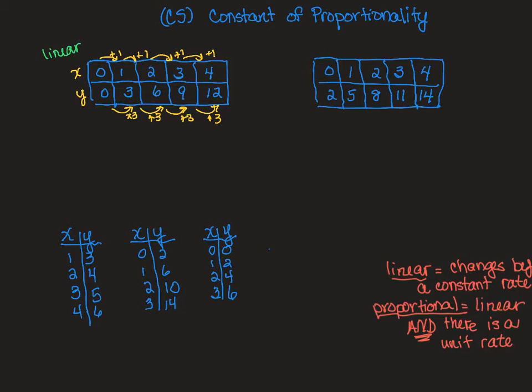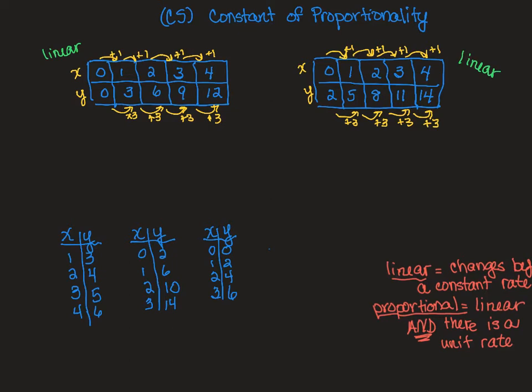Okay, and now I'm going to look at the one to the right. This goes up by 1, this goes up by 1, this goes up by 1, and this goes up by 1. This goes up by 3, this goes up by 3, this goes up by 3, and this goes up by 3. In both of them, as x goes up by 1, the y goes up by 3. This is also linear.